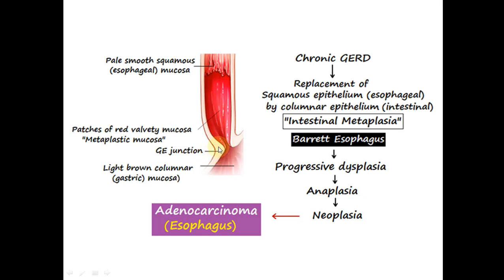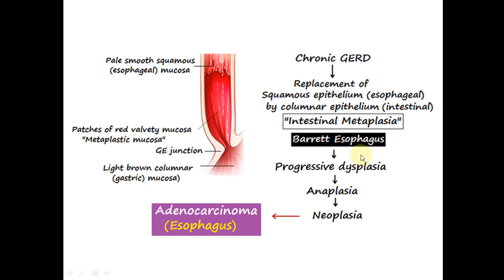This is the light brown columnar gastric mucosa. So once Barrett esophagus occurs, it carries a high risk of adenocarcinoma, because there is glandular tissue, columnar type intestinal cells. So the cancer that occurs in this situation will be adenocarcinoma. But here one thing that I want to mention is that not each and every patient with Barrett esophagus will develop adenocarcinoma, but the risk here is increased.